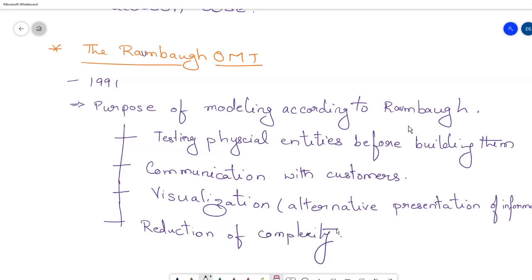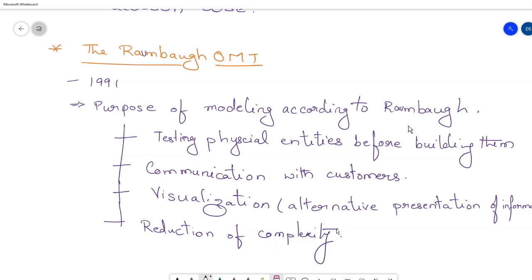And the last was reduction of complexity. If any problem occurs, how those things can be handled was the purpose of Rumbaugh's modeling technique.